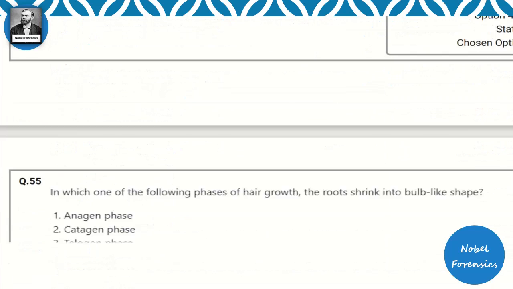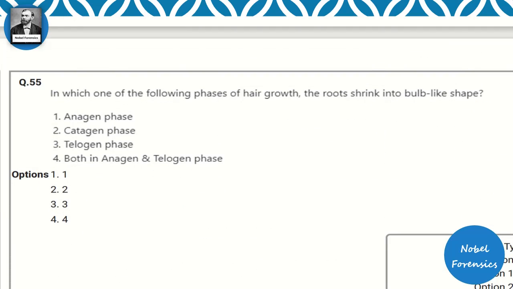Next coming to the 55th, in which one of the following phases of hair growth do the roots shrink into a bulb-like shape? There are 3 stages in the hair growth cycle. They are anagen, catagen and telogen. Coming to the shape of the root, in anagen it is a common balloon shape only. In catagen it shrinks to a bulb-like shape. And in telogen it shrinks to a club-like shape. So here they asked about the bulb-like shape. So the catagen phase is the correct answer.